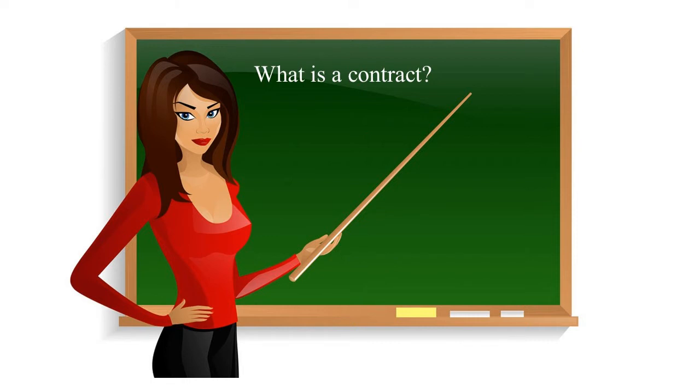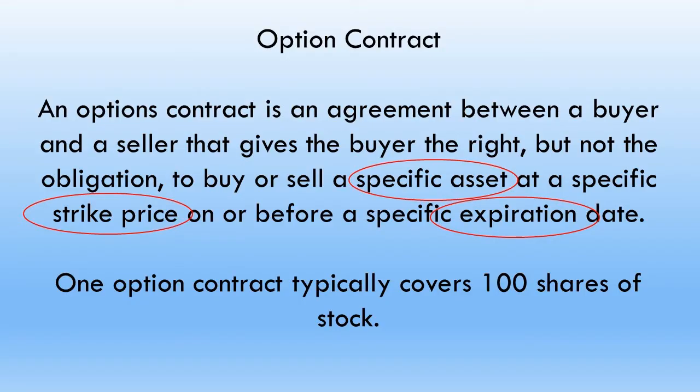So, what is a contract? An options contract is an agreement between a buyer and a seller that gives the buyer the right, but not the obligation, to buy or sell a specific asset at a specific strike price on or before a specific expiration date. One option contract typically covers 100 shares of stock. There's nothing new here since this definition is very similar to the definitions of a call and a put that we learned earlier. What we now know is that a contract represents 100 shares of stock.